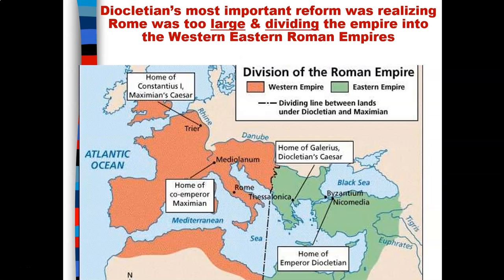Diocletian's most important reform was realizing Rome was too large and dividing the empire into the Western and Eastern Roman Empire. As you can see from the map here, you have the Western Empire on the left-hand side, and then you had the Eastern Empire, which is color-coded green on the right-hand side. This is one of the most significant contributions by Diocletian, dividing the empire, because it was just too big for one emperor to actually rule all of this territory.